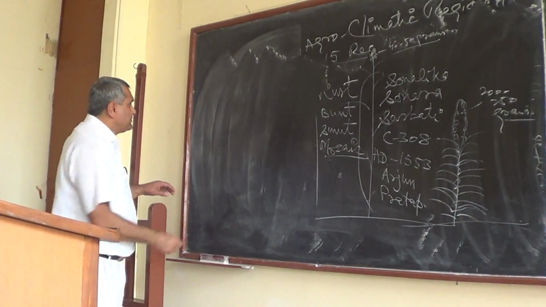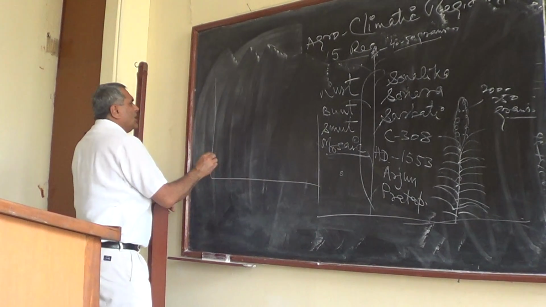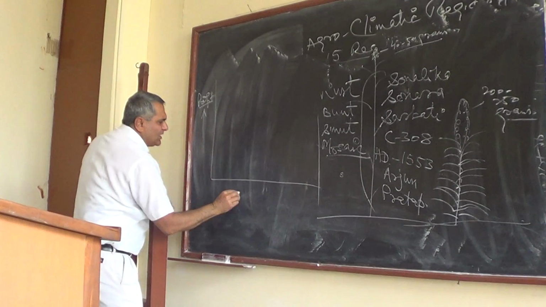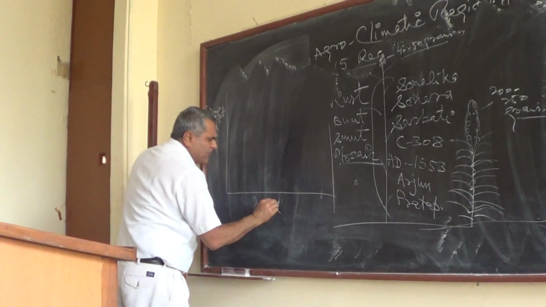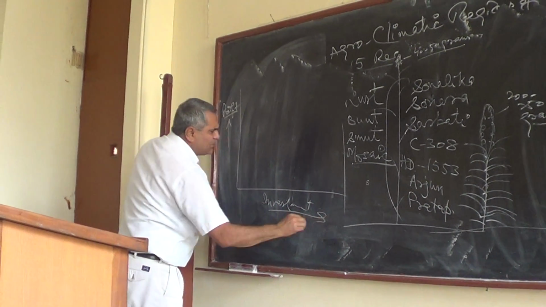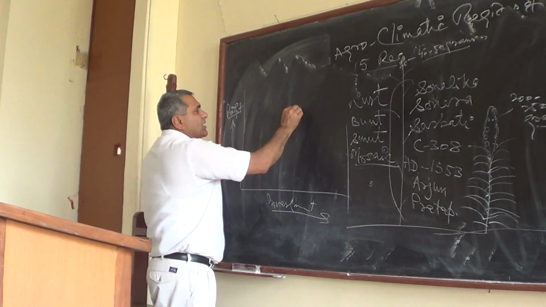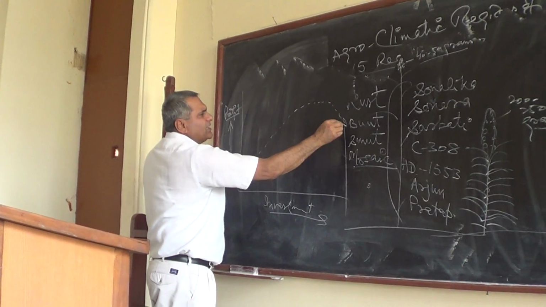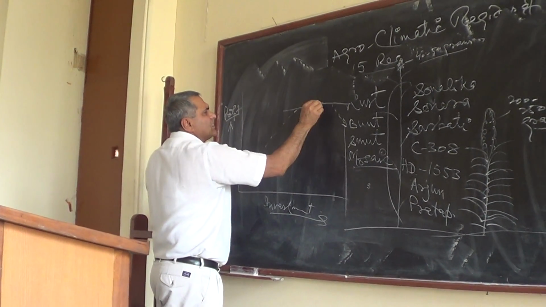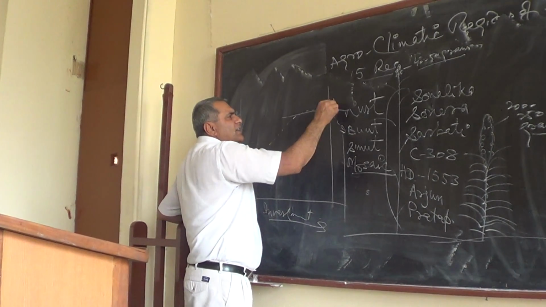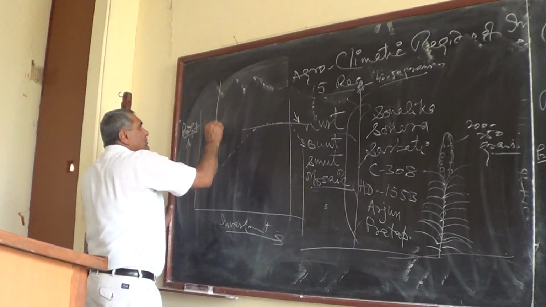Suppose this is the profit, and this is the investment. With time, when we increase the investment, profit increases. But after a certain time, profit started decreasing. This is the saturation point. Beyond this point, profit started decreasing. That is called the law of diminishing return.